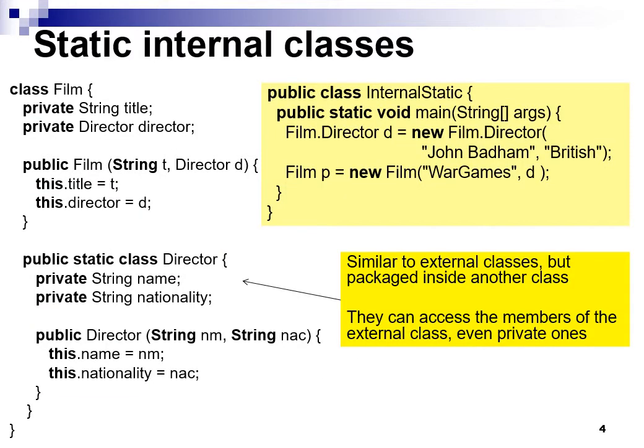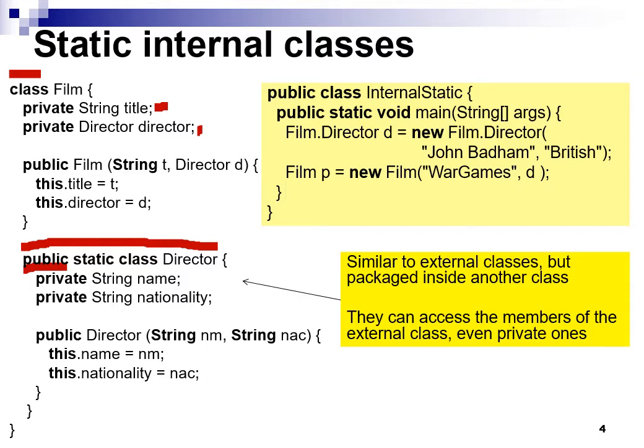Let's start with static internal classes. Basically, static internal classes are declared inside another one, and this outer class serves as a namespace. For example, here we have a class Film, which has a title and a director, and the director is declared as an internal class. Why would we like to do this? Well, maybe this class is auxiliary and we don't want to put it outside. In any case, we declare that this class is public, which means that it can be used outside class Film.